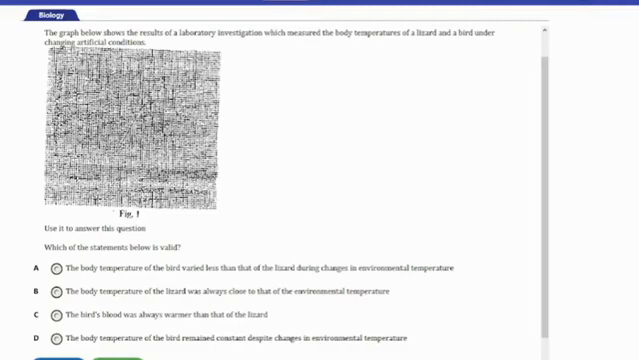The answer to this question here is option D. The body temperature of the bird remained constant despite the changes in environmental temperature.